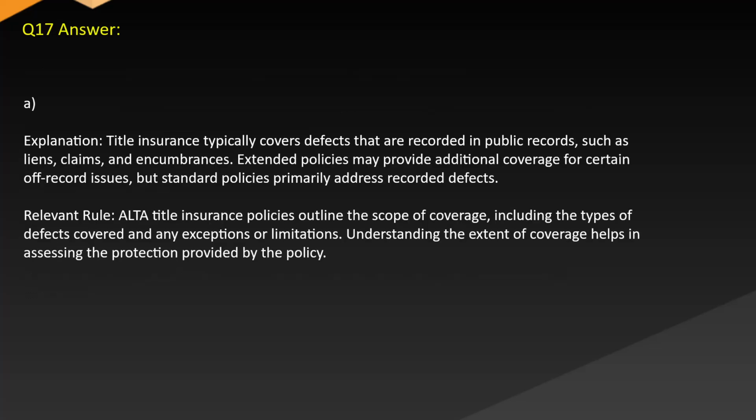Answer A. Explanation. Title insurance typically covers defects that are recorded in public records, such as liens, claims, and encumbrances. Extended policies may provide additional coverage for certain off-record issues, but standard policies primarily address recorded defects. Relevant rule. ALTA title insurance policies outline the scope of coverage, including the types of defects covered and any exceptions or limitations. Understanding the extent of coverage helps in assessing the protection provided by the policy.